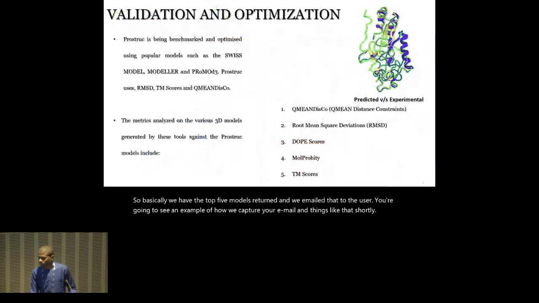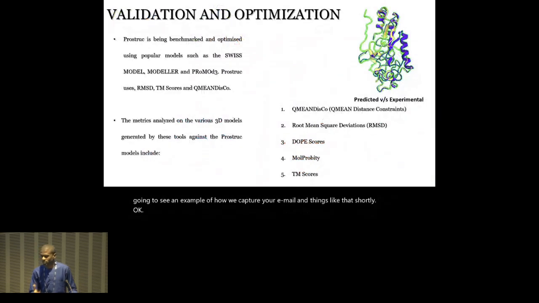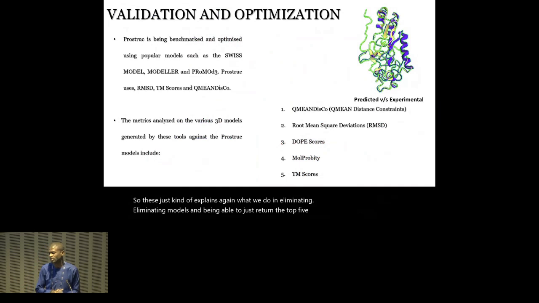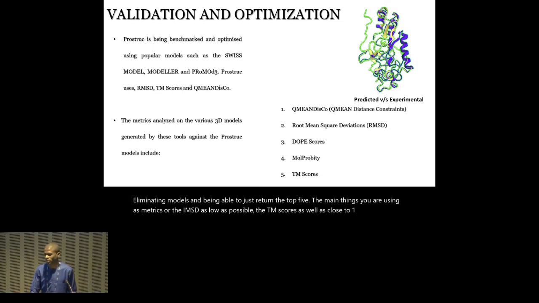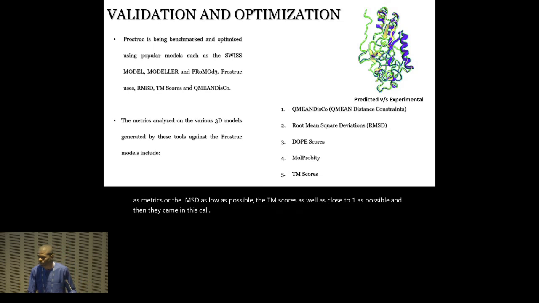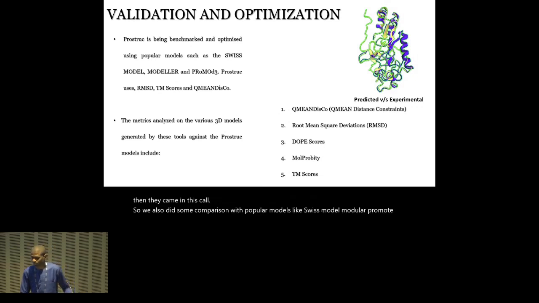Okay, so this just kind of explains again what we do in eliminating models and being able to just return the top 5. The main things we are using as metrics are the RMSD as low as possible, the TM scores as close to 1 as possible, and then the human score. We also did some comparison with popular models like Swiss model, Modeller, Promod 3.